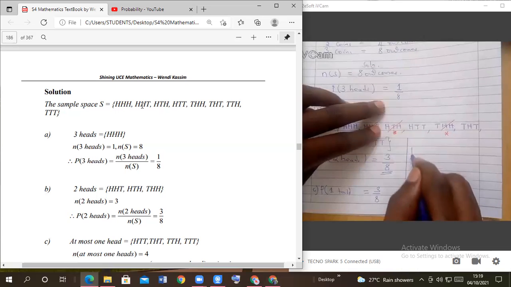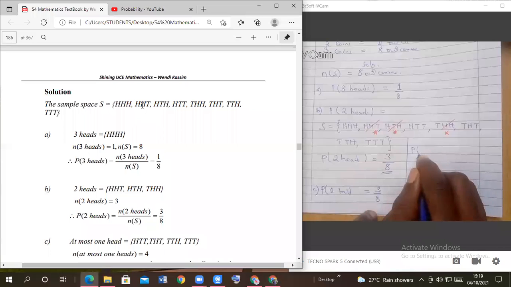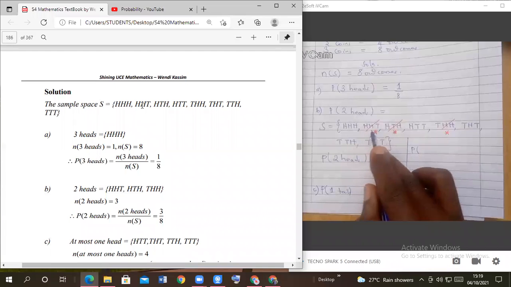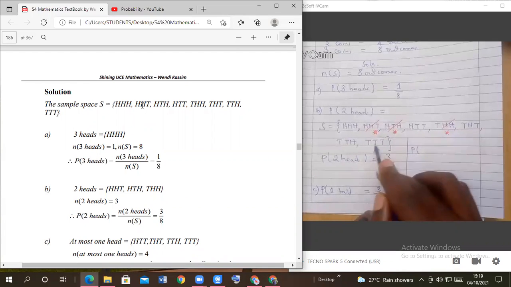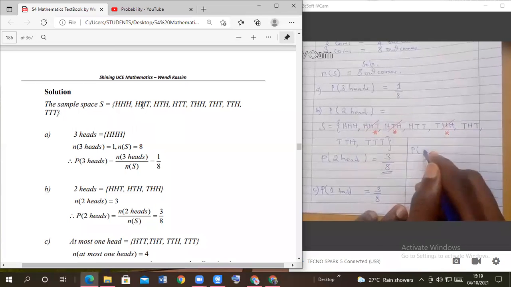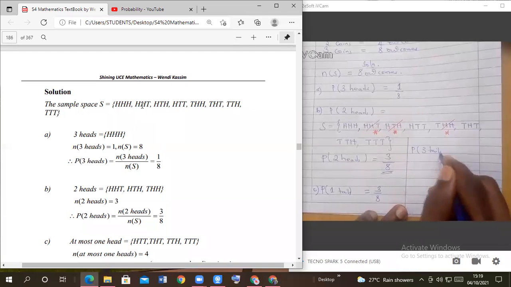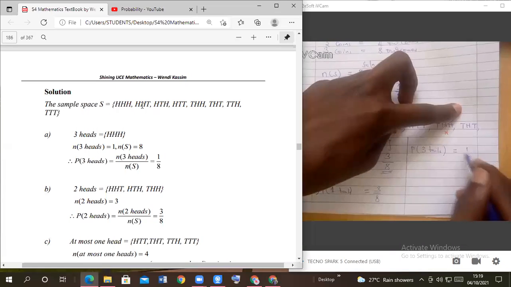So, at most 1 head. What's the probability of getting at most 1 head? Let me set 1 here. The rest are the same. What's the probability of getting 3 tails? Members, what's the probability of getting 3 tails? 1 out of 8. 1 out of 8.